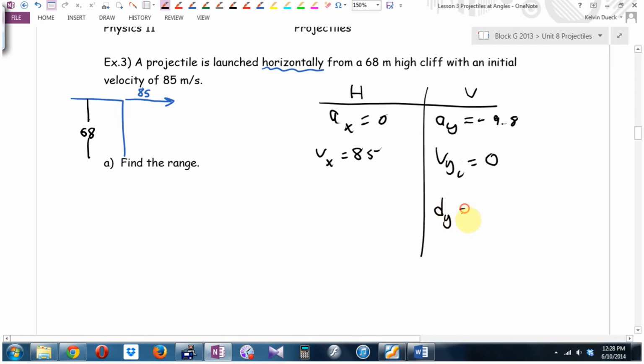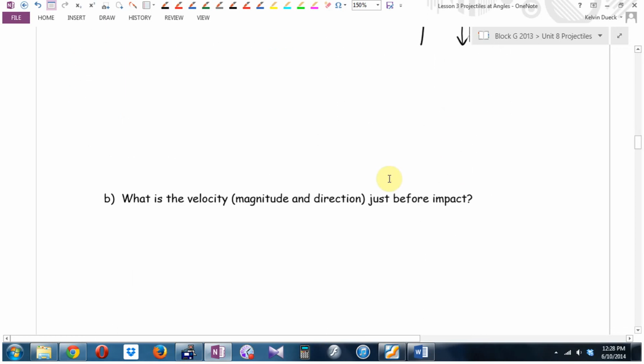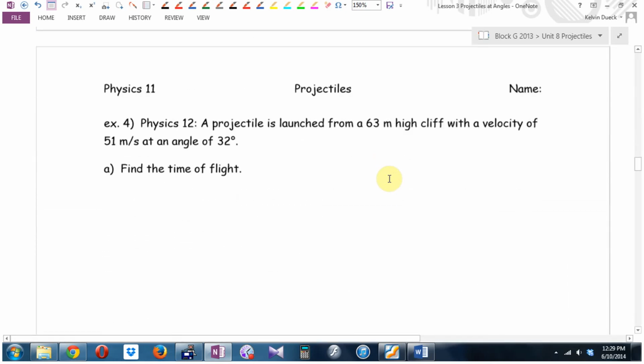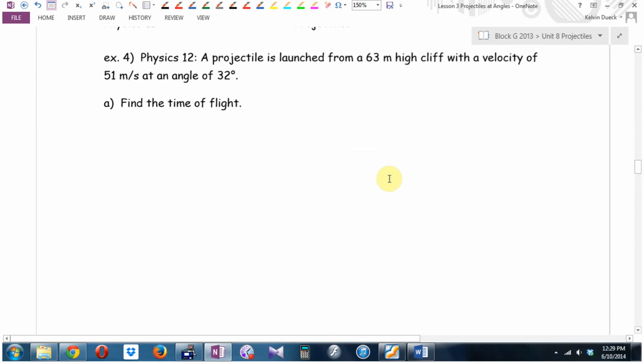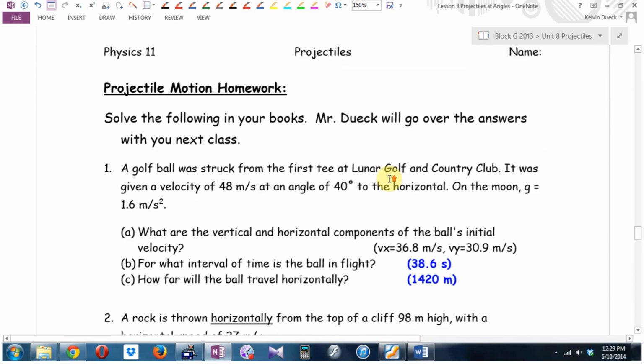Displacement. Negative. Okay, and now you can solve for t. And once you know t, you can find the range. I'm not going to do that one again, we did that last class. And then part B, we also did a question where I said, find the impact velocity. That was adding the two vectors together. But I did that last class. Physics 12, is this it? I think. Yep, okay.